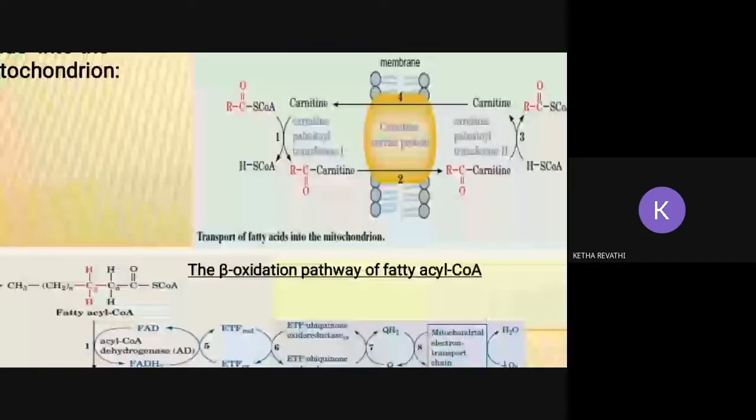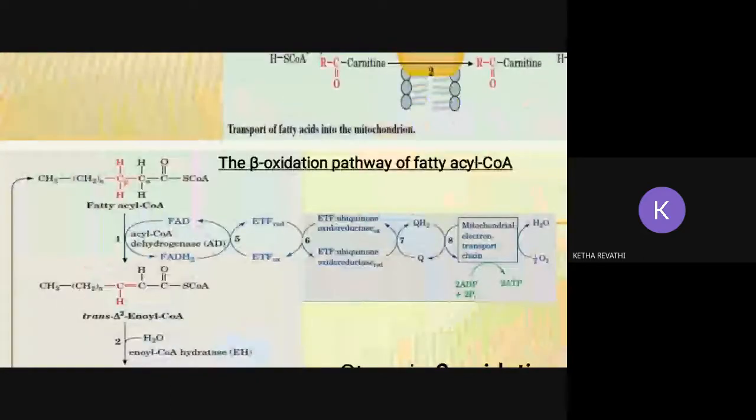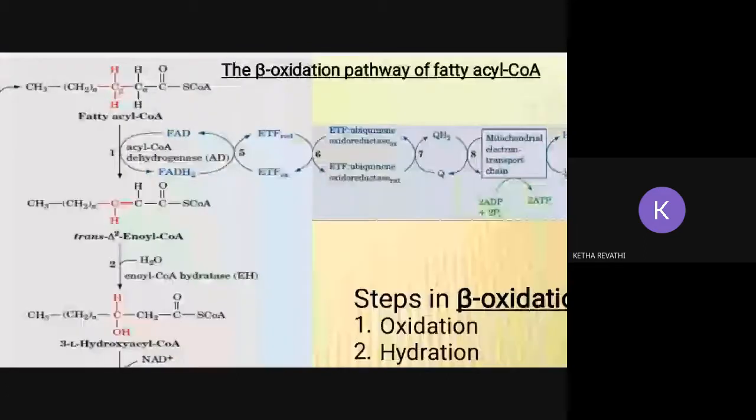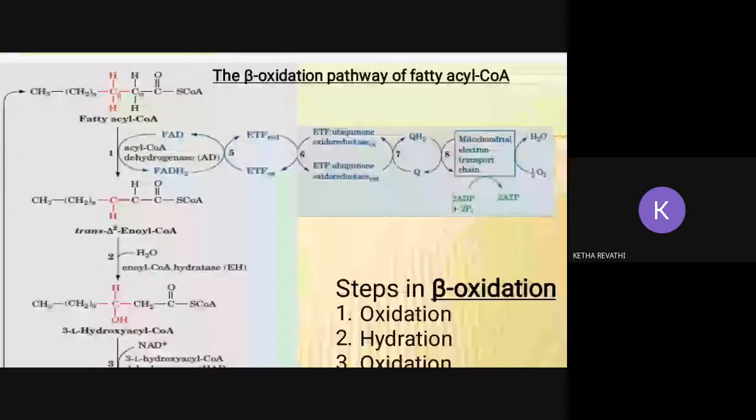Next, coming to the beta oxidation of fatty acid. This takes place in the mitochondrial matrix. Understood? What is the location for the beta oxidation cycle? The mitochondrial matrix is the location for the beta oxidation cycle. So this is the beta oxidation pathway of fatty acyl CoA. Where is it? It is in the mitochondrial matrix. Fatty acyl CoA and acyl CoA are both the same.